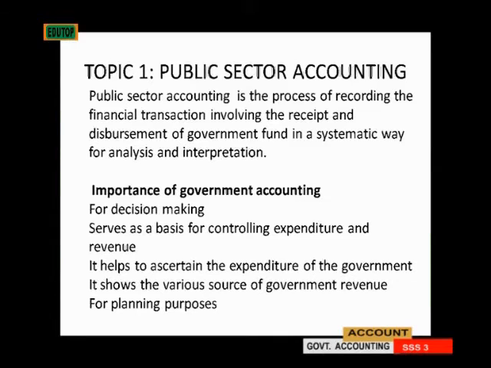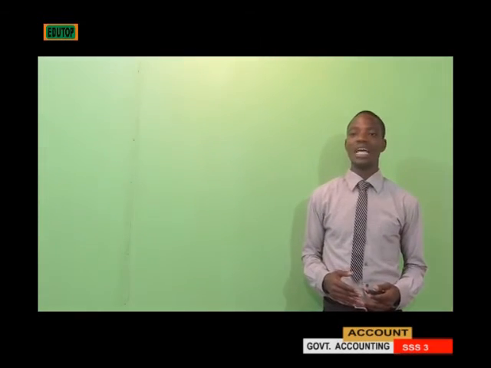Then another thing is planning purpose. As we all know, government has its own planning, and every government plans on behalf of the citizens. So public sector accounting helps government to decide on the budget, and having known the expenditure and revenue that are coming, they use it for planning purposes. So those are the importance of public sector accounting.